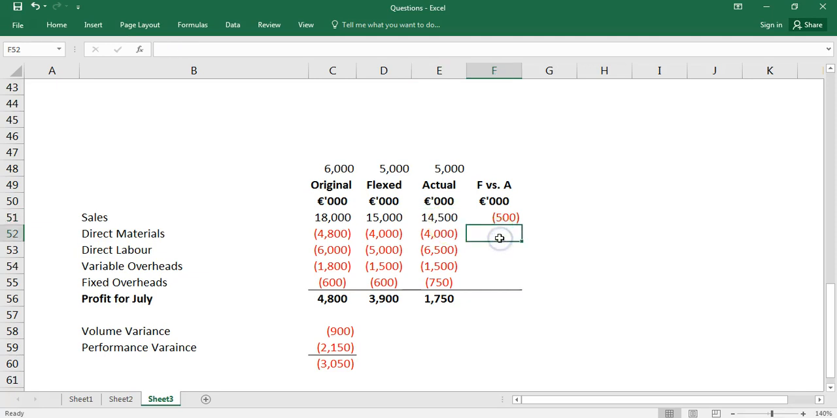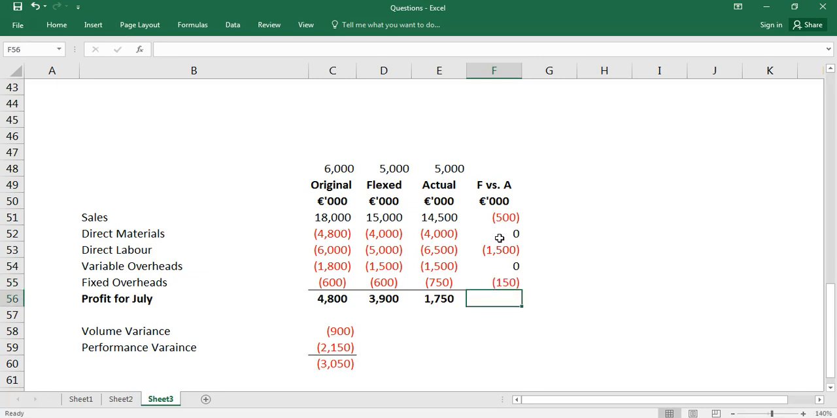Materials was spot on, so we've no issue there. Worryingly, labour was 1,500, which as a percentage is a very big variance. So it's clearly something going on with labour there that you need to investigate. Your variable overheads look fine as well. And your fixed overheads are 150 off.